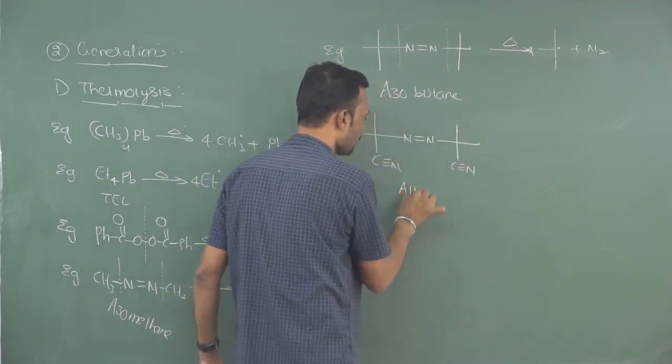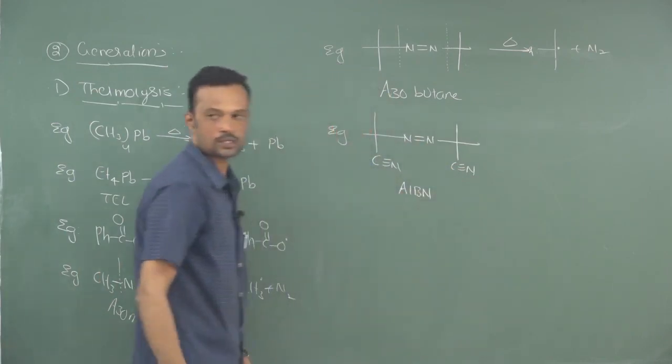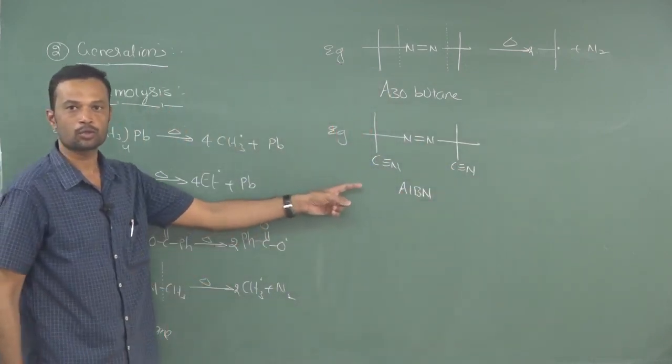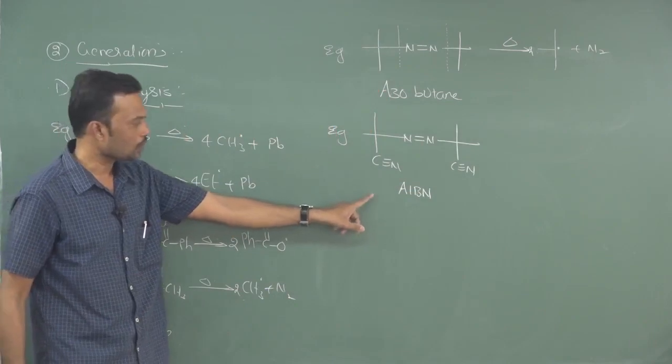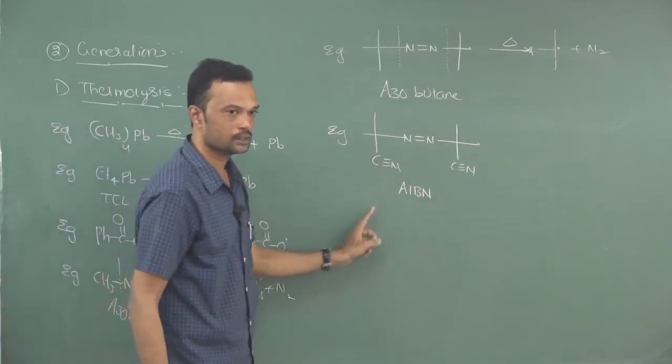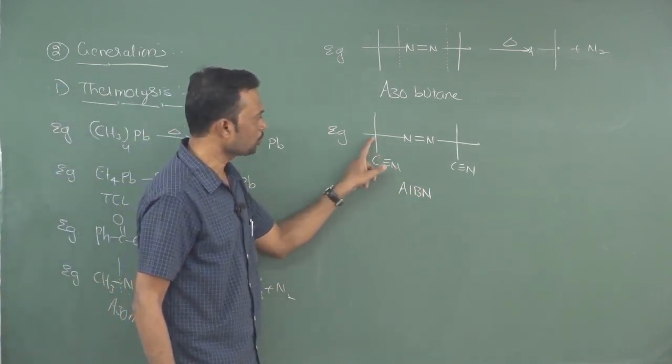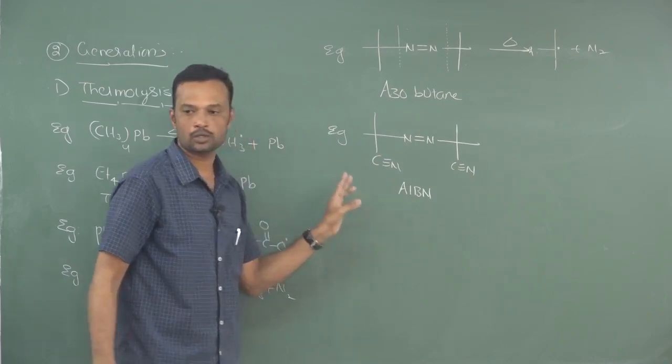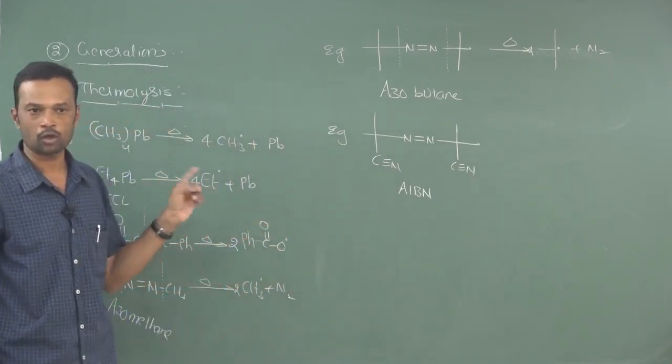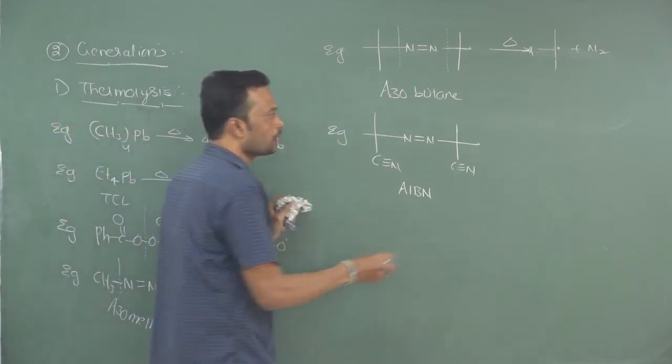So this is called AIBN, azobis isobutyronitrile. Azobis isobutyronitrile. This is AIBN, used in TBTH. In tin organometallic chemistry, it is the most common radical initiator.